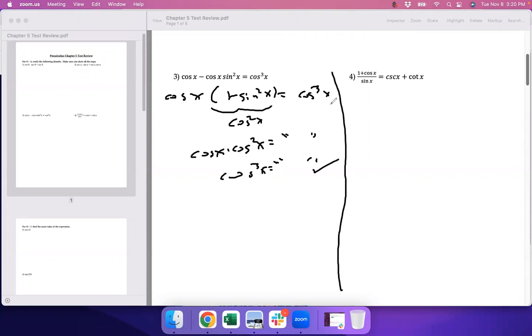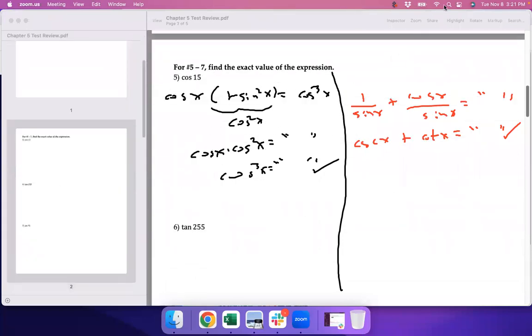For number 4, again, not terribly obvious which one might seem more complex, but actually, we'll work on the left side. I think either way, you'll be fine, whichever way you choose. But if you work on the left side, you're going to have 1 over sine x plus cos x over sine x equals the other side. And that's going to be cosecant x plus cotangent x. And there you go. So 2 is definitely more complex than the other 3 here.